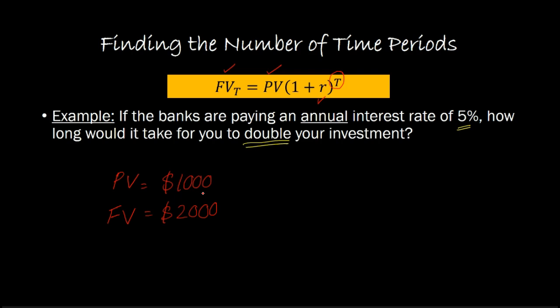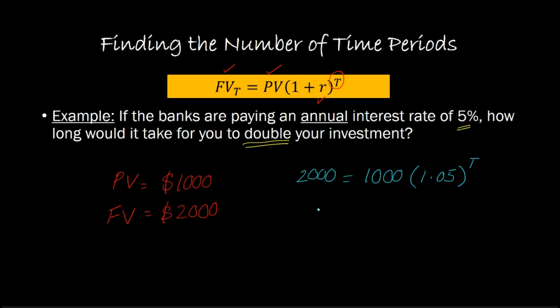I arbitrarily chose 1,000 and 2,000. You could have chosen 100 and 200, 5 or 10, 50 or 100. As long as future value is twice that of present value, that's really all that matters. And so if we plug these numbers into our equation, we're saying that a future value of 2,000 is basically 1,000, which is our present value, times 1 plus R, 1.05, raised to the power T.